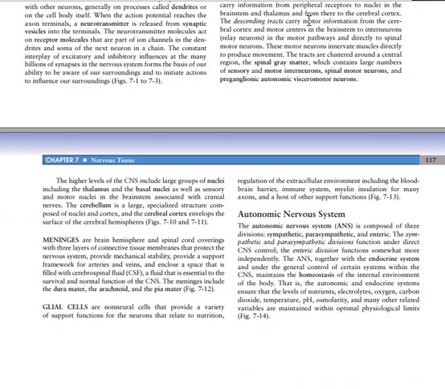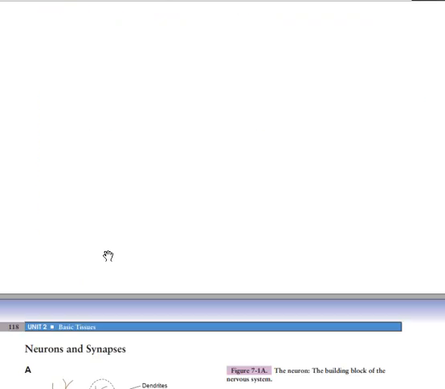Now the division based on the function is into two. We have the voluntary or somatic nervous system and we have the autonomic nervous system. Now we need to know that there are two main types of cells inside the nervous system: the nerve cells and the glial cells. The glial cells do not originate from the nervous system, but they are present there to give additional function to the nerve cells, while the nerve cells originate from the nervous system and then function in the nervous system.